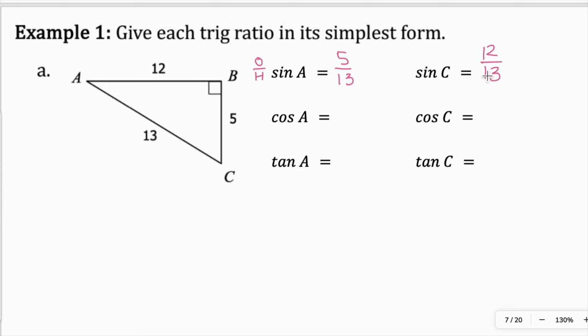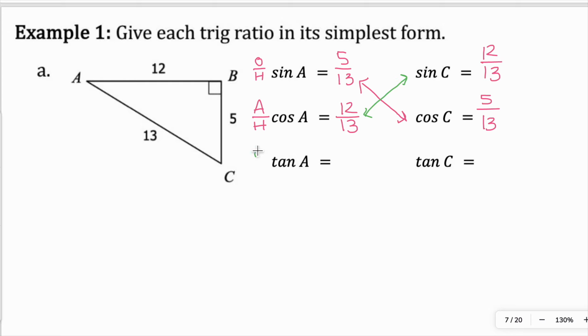So again, all sines are opposite over hypotenuse. Cosine is CAH, so adjacent over hypotenuse. So for letter A, adjacent is 12, hypotenuse is 13. For letter C, adjacent is 5, hypotenuse is 13. Notice that the cosine of C is the same as sine of A, and cosine of A is the same as sine of C.